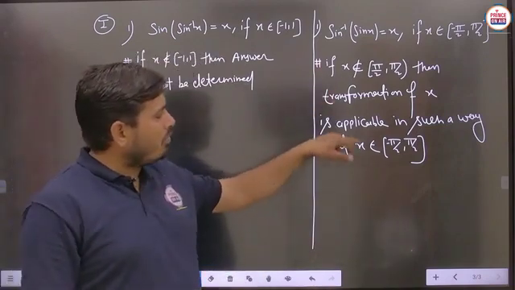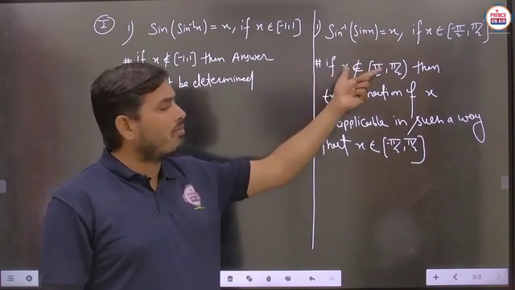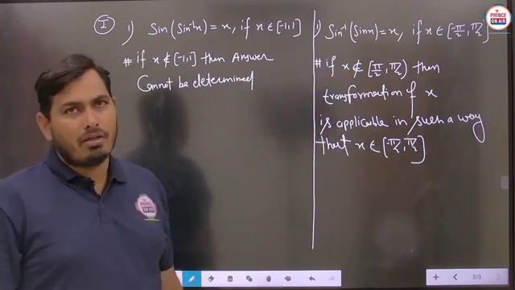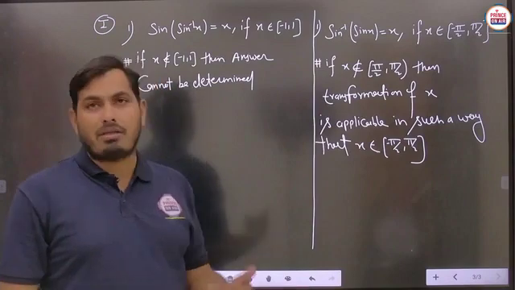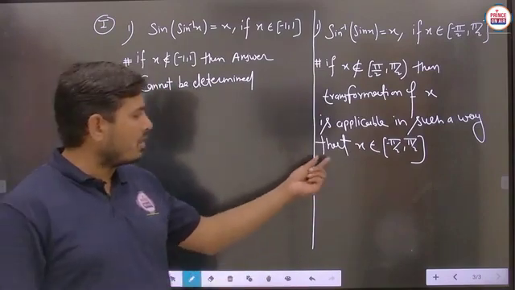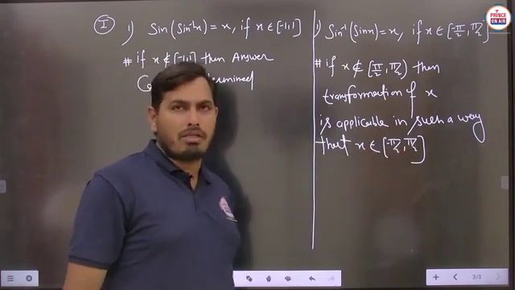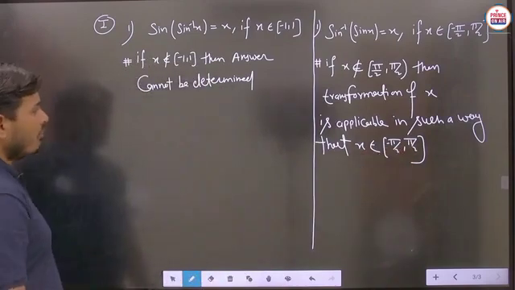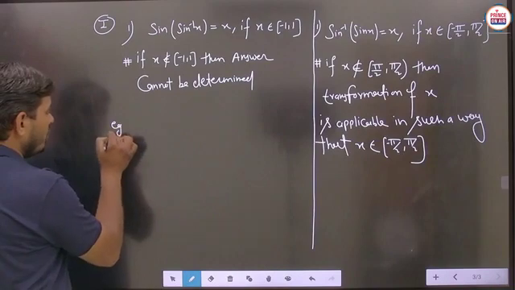In such types of cases, suppose this x does not belong to this part, then definitely the transformation of x is applicable, in such a way that we have to transform the x so that it belongs to minus pi by 2 to plus pi by 2. Suppose we take an example to elaborate this thing.